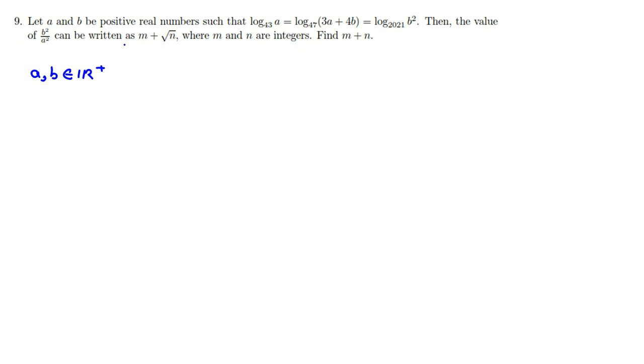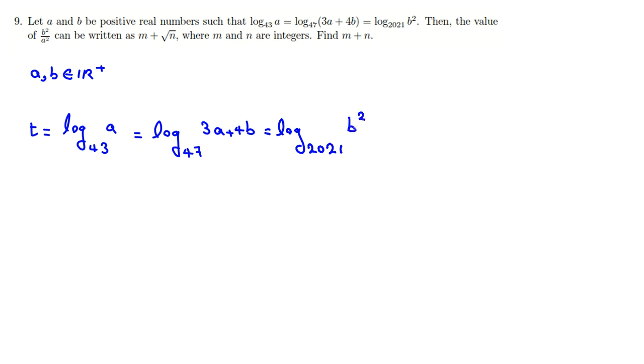When we see these types of problems, there are two ideas: working with logarithm rules, or changing it to an exponential function, something to the power of something. The problem says log base 43 of A, we call it t, equals log base 47 of (3A plus 4B) equals log base 2021 of B squared. At first, there is a relationship between 43, 47, 2021. Knowing the prime factorization of the years is important, especially 2021.